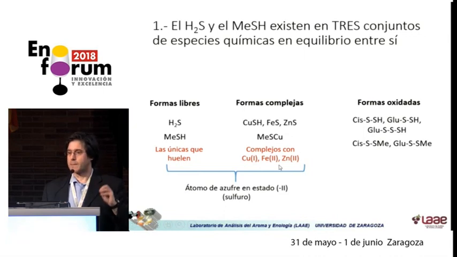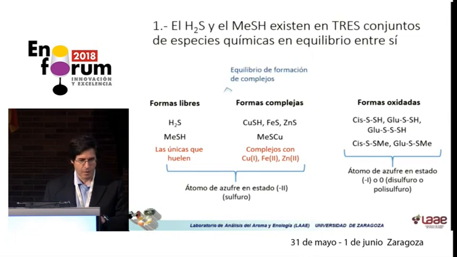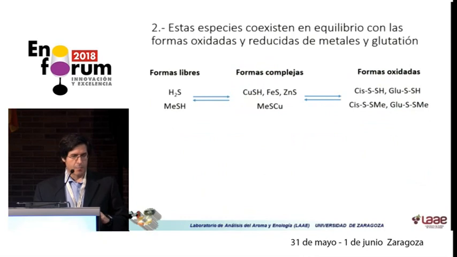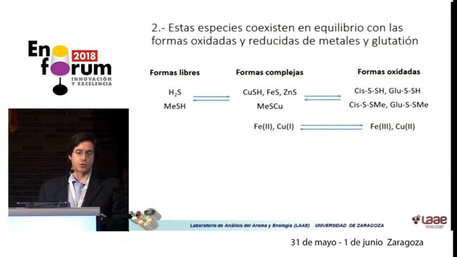And here the sulfur atom is in the reduced -2 form, what we call the sulfide. And in the oxidated forms, the sulfur atom can be in disulfur or polysulfur form. These 2 forms are linked by a balance of complex formation, and this is linked by redox equilibrium or balance. This is overlapping the most important redox balances of the wine.